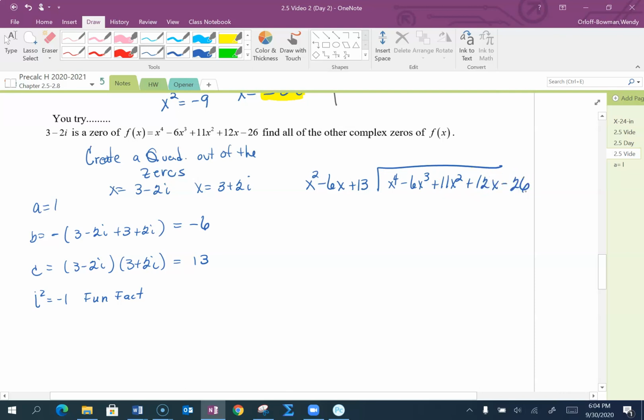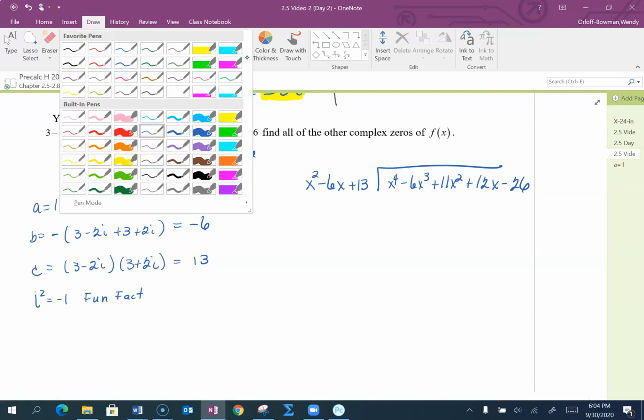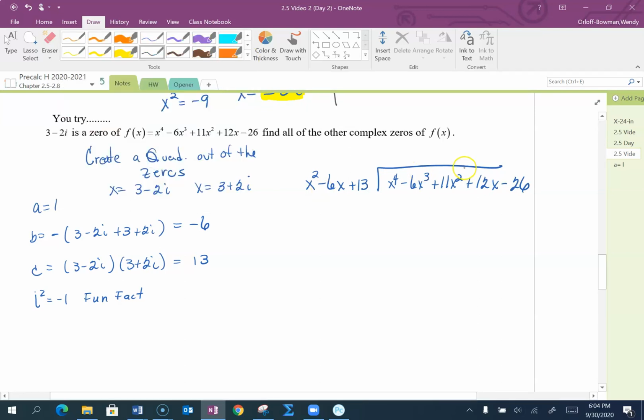Right here. I'm going to go quick now, so stay with me. Here we go. So first thing that goes into it, x squared. And I'm going to simply multiply that in. And then I'm going to subtract. All right. And when I subtract, I get -2x squared.